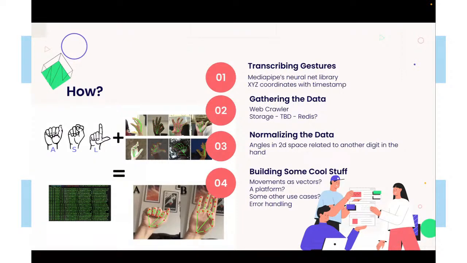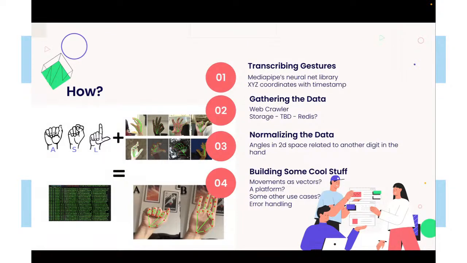So step 2 is gathering the data. We built a web crawler to go through all the stuff. I figured I should show it because it's Python. Why not? And then storage, TBD, Redis maybe. We're not at the scale of Redis, probably just a dictionary for right now.